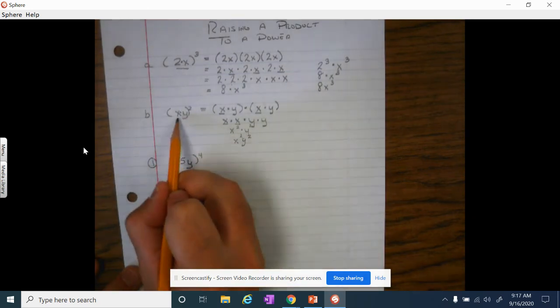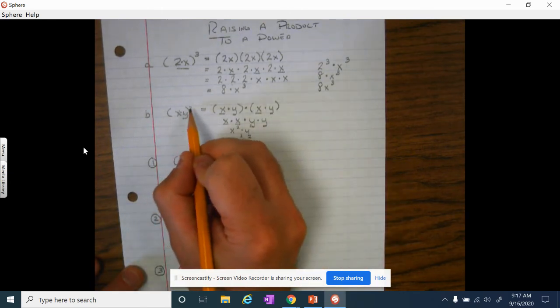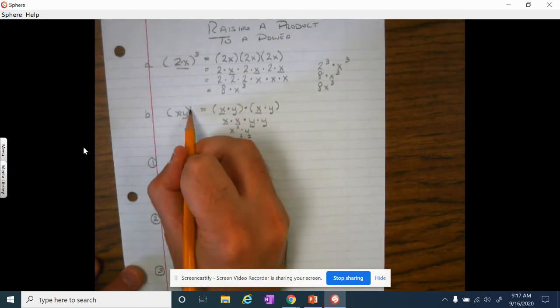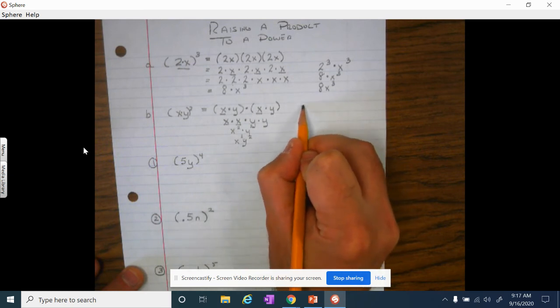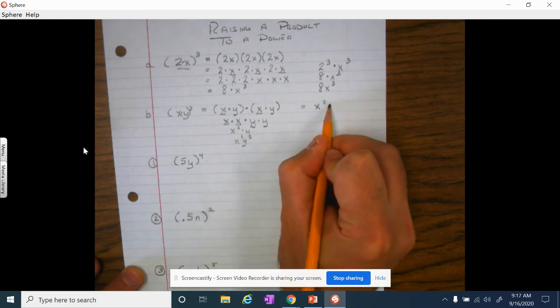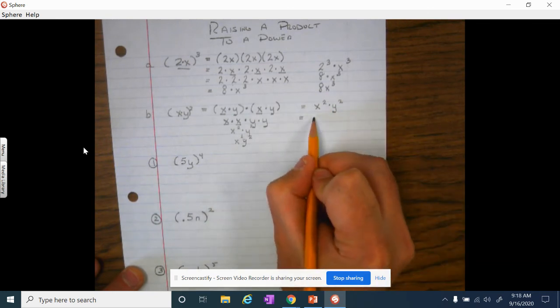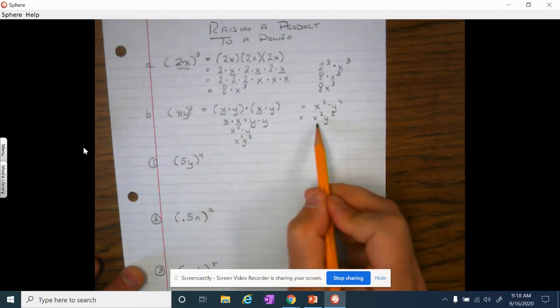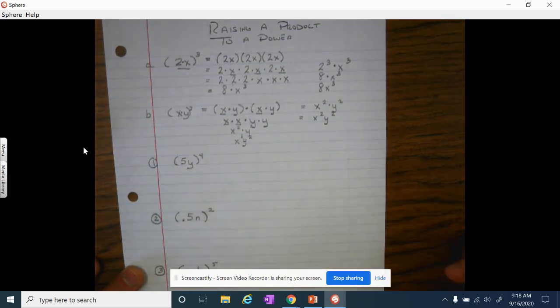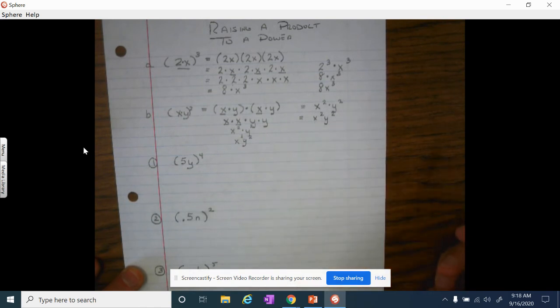Inside the parentheses, I have two bases because xy means x times y. So I'm just going to take each of my bases inside, and I'm going to follow the directions. It says I want two of each. So that means it equals x squared times y squared, which means x squared, y squared. And I can't go any further than this because they're both variables. So I don't know what x is and I don't know what y is, but I know that I want x squared and I know that I want y squared.